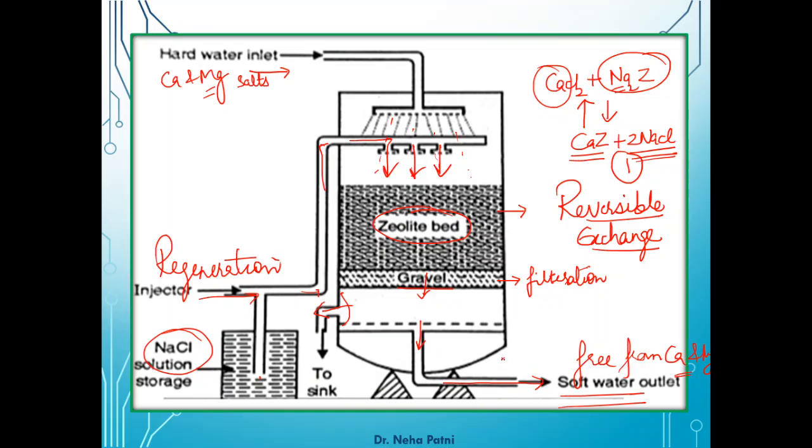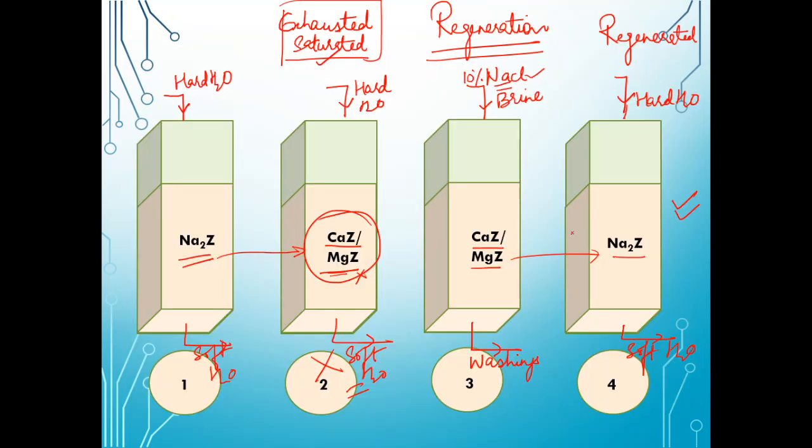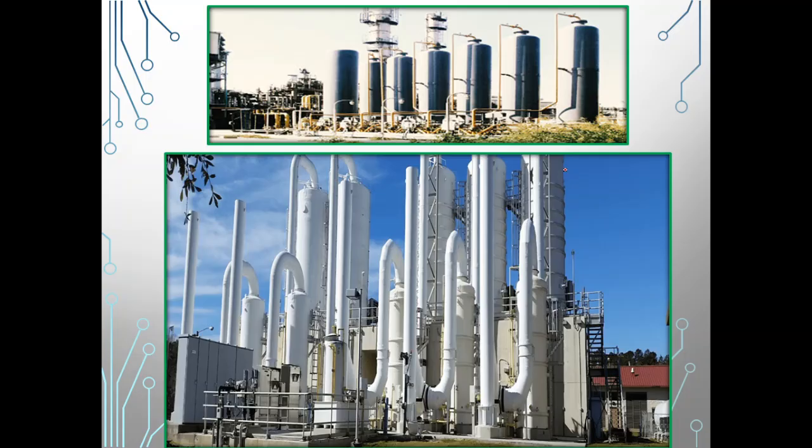So I hope it is very easy for you now to understand how a zeolite softener works. You have to allow your hard water to come in from the top, and then your soft water can be taken from the bottom, provided the reaction is this. And at the same time, you are able to regenerate the zeolite back by giving it a wash with the NaCl, and then the process can go on continuously. This is how it looks.